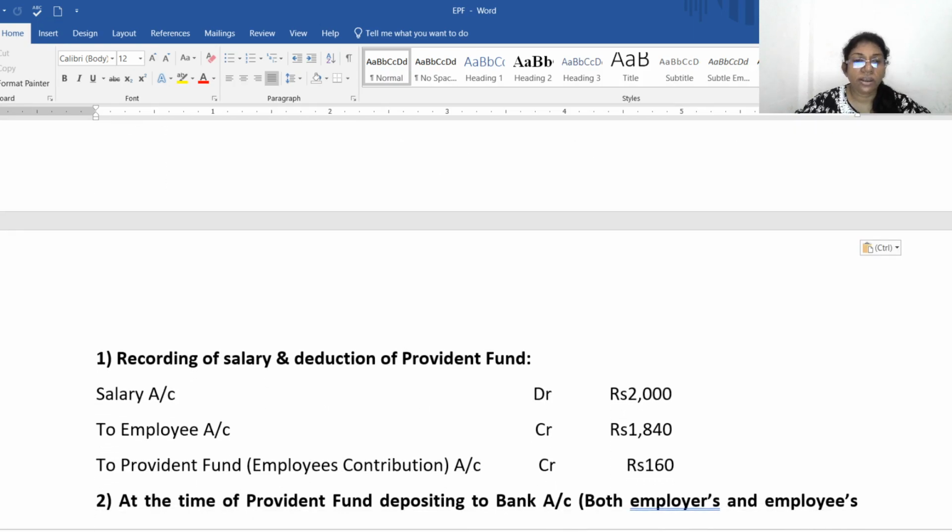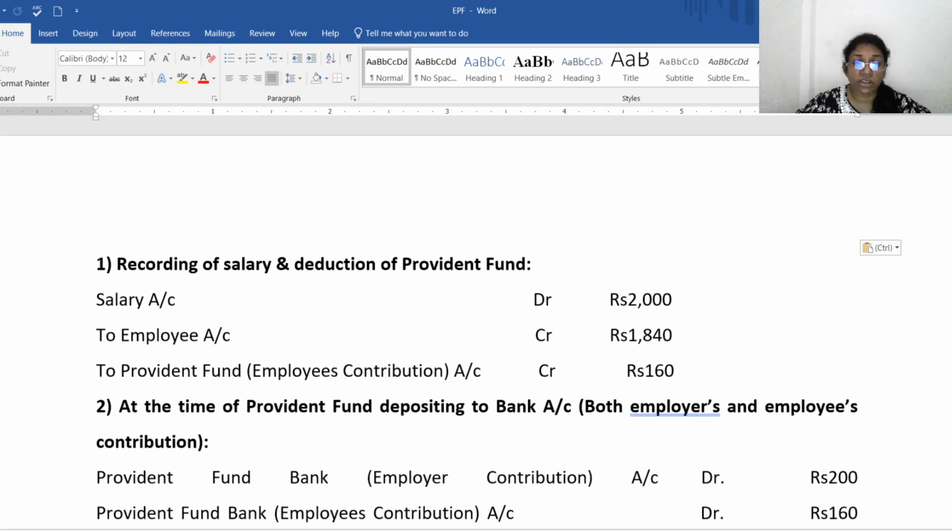So here, first, we are going to record the salary. Mr. A has a total monthly earning of 2000. From that, the employee is going to be paid 1840. And from here, 8% is charged for the EPF contribution. So we are going to credit the Provident Fund payable account by this value.